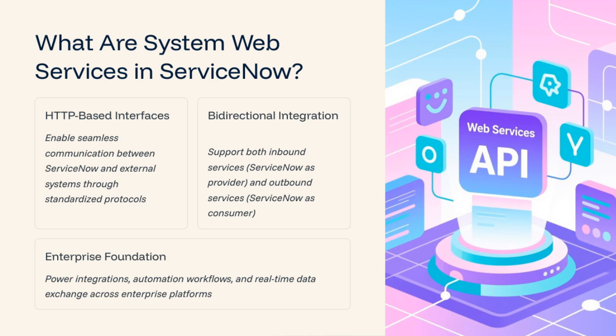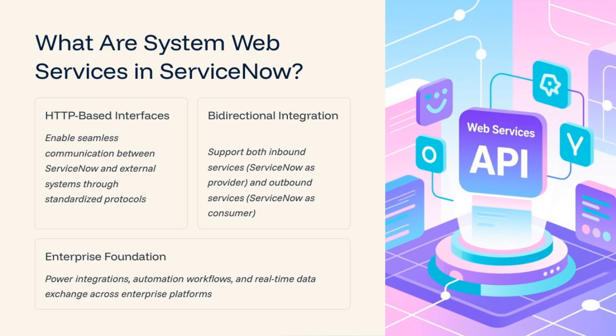This flexibility allows us to create a more interconnected ecosystem. Bidirectional integration is key here. It enables smooth, two-way communication between ServiceNow and external systems using standardized protocols. This means data can flow back and forth effortlessly, reducing manual effort and minimizing errors. When we talk about HTTP-based interfaces, we're referring to how these systems communicate over the web using common web protocols. This is crucial for enabling integrations that are both reliable and scalable.